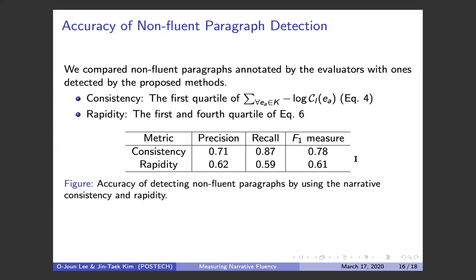first quartile of relative consistency measurement as non-consistent paragraphs. Also, first and fourth quartile of narrative rapidity measurement as the paragraphs which have inappropriate rapidity. In the experimental research, narrative consistency measurements have reasonable accuracy, but narrative rapidity measurements have low accuracy.